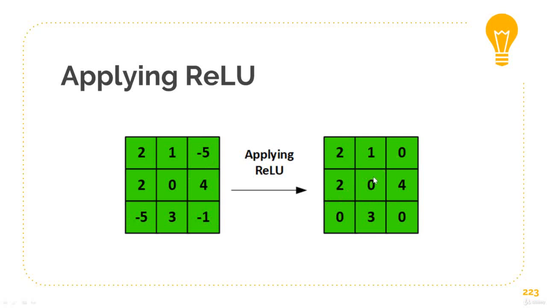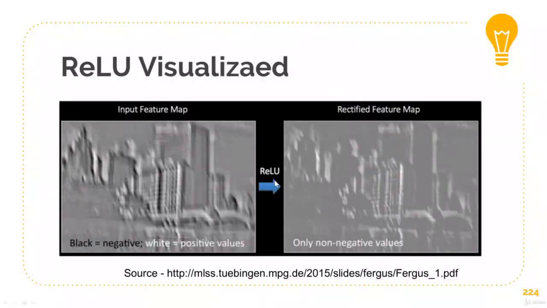So how does this actually look in an image? This is an example taken from here. If we have a feature map that looks like this, with black being negative and white being positive, and you only pass the non-negative values, this is what it becomes. You can see it still preserves a lot of information in this image, without maybe some of the noise that is seen here. So this is what ReLU actually does.